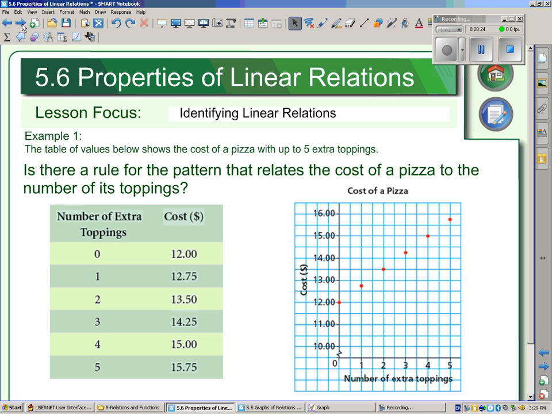All right, so the rule I see is that each topping costs me 75 cents every time. So knowing that rule, if I had 6 toppings, I know how much it was going to cost me. Okay? I can't have negative toppings. Like if 2 toppings, I know it's $13.50. If I'm going to have 6 toppings, I know I am going to have $16.50. So I can determine even that cost.